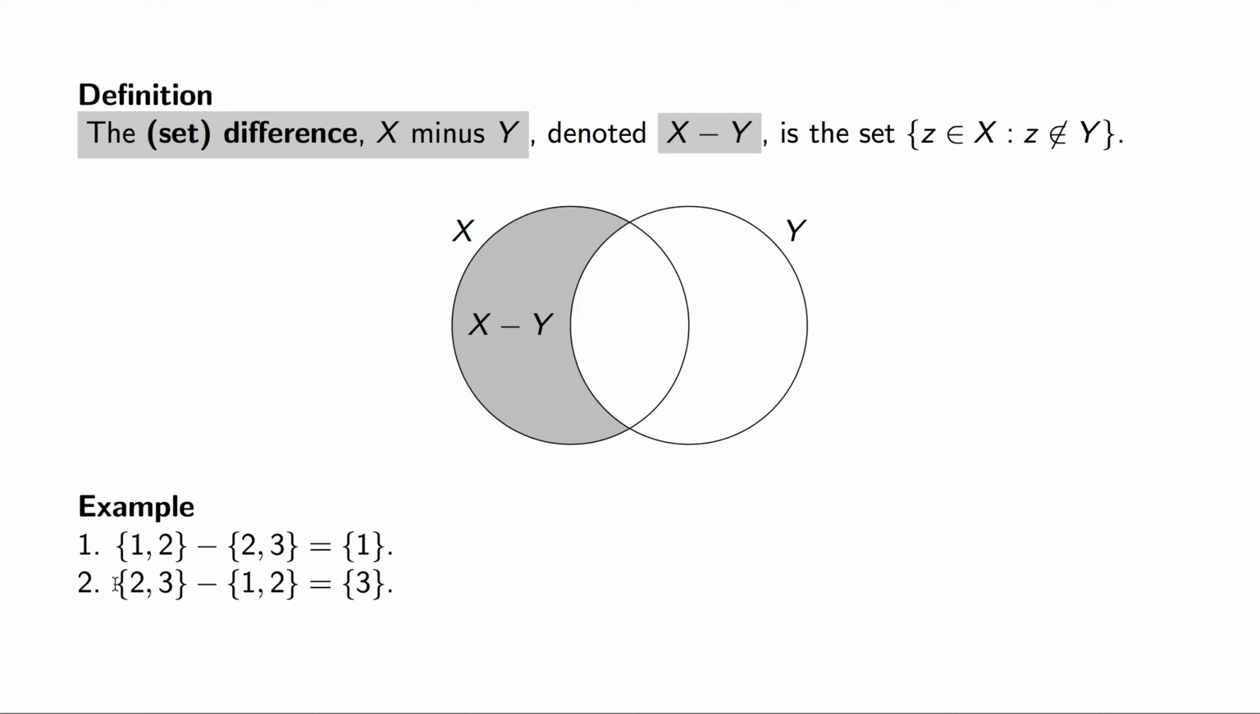And the set with 2 and 3 minus the set with 1 and 2. In this case, the only element that belongs to the first set and does not belong to the second set is the number 3. So it belongs to the result. Please notice that although 2 belongs to the first set, it also belongs to the second set. 1 does not belong to the first set, so the result is indeed this.